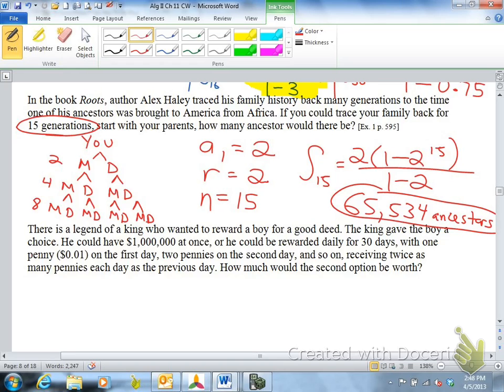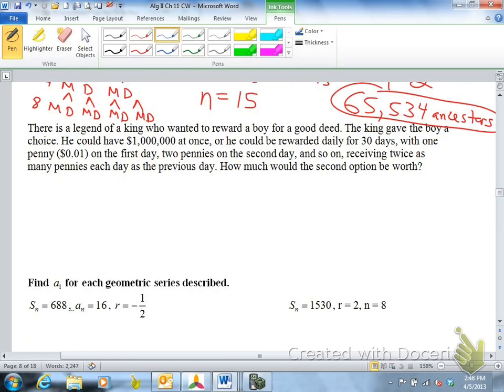The next example, I remember hearing this type of example when I was in elementary school, so I'll show you how to answer it. I didn't know how to answer it then, I know now. There's a legend of a king who wanted to reward a boy for a good deed. The king gave the boy a choice. He could have $1 million all at once, or he could be rewarded daily for 30 days with 1 penny on the first day, 2 pennies the second day, and so on, receiving twice as many pennies each day as the previous day. How much would the second option be worth?